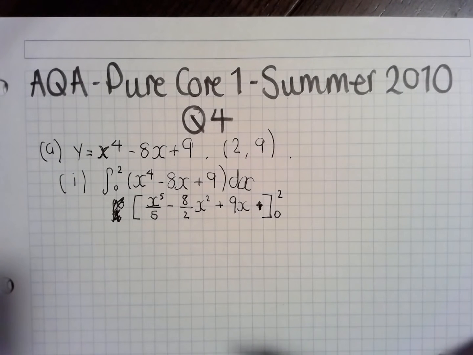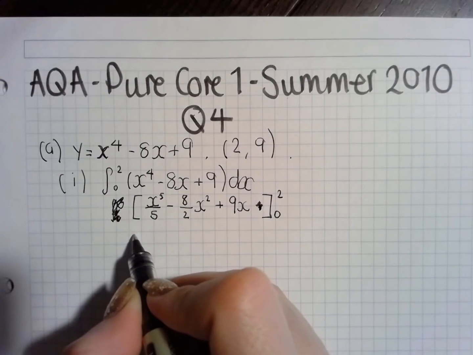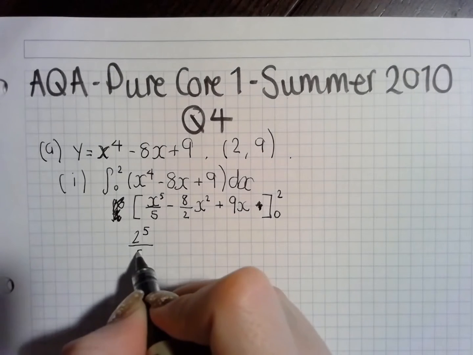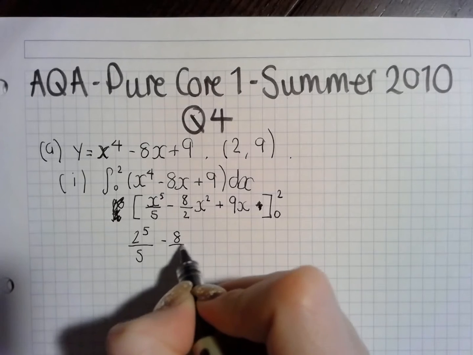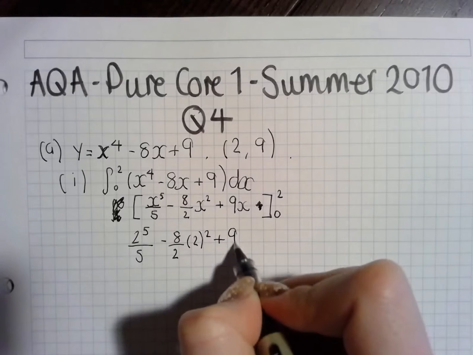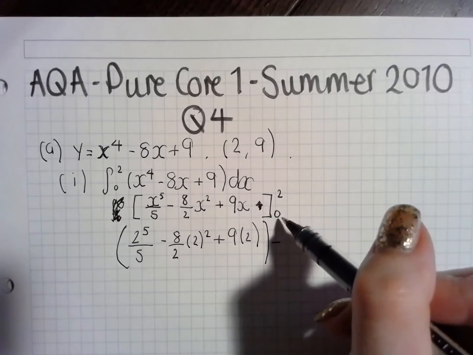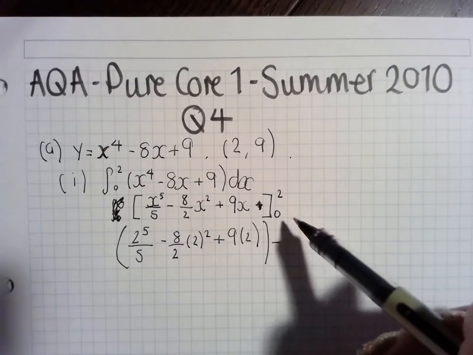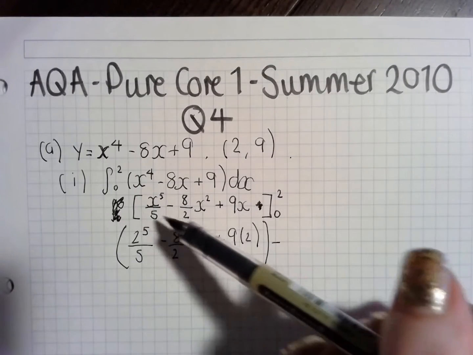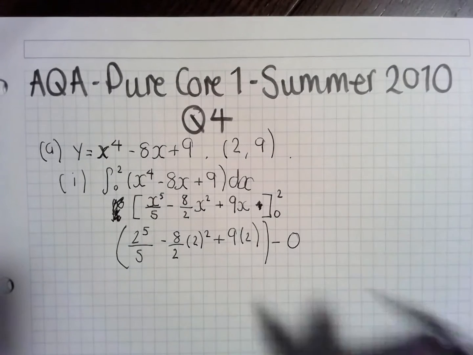So what you do is you plug in the larger boundary first, as x. So 2 to the 5 divided by 5 minus 8 over 2 times 2 squared plus 9 times 2. And then you subtract the same thing but with the other boundary. If it's 0, then it's all just going to be 0, because if you plug 0 into all of that, it just equals 0.